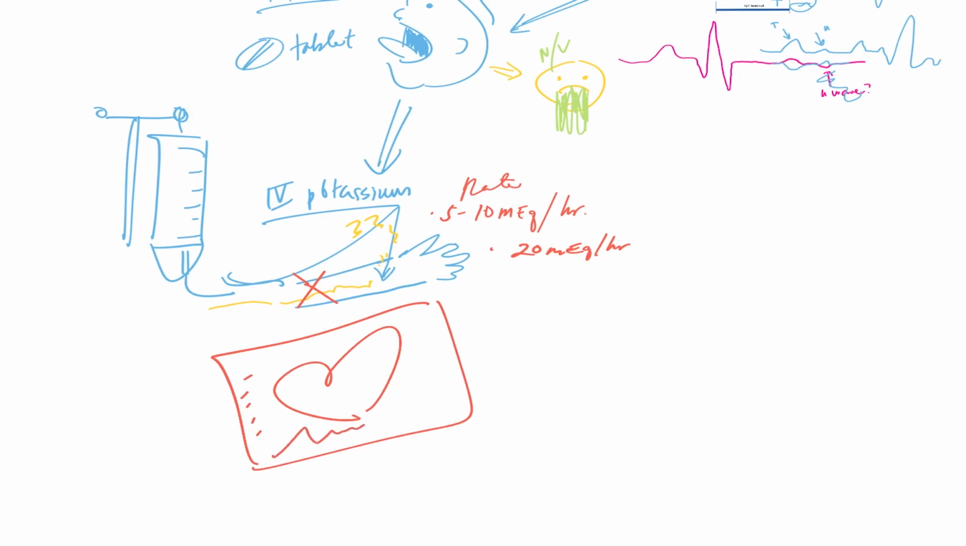So you're looking at the EKG on the monitor, and some people may give it through a central line, which is closer to the heart. So let's say your heart is here, and then your vena cava, and yeah.